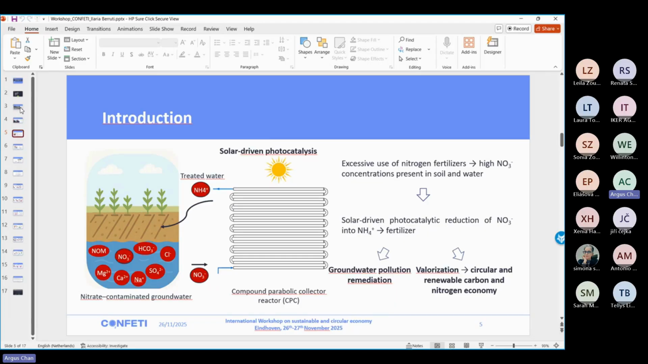Here we can see briefly that our work is based on taking nitrate-contaminated groundwater. It is widely recognized that the excessive use of fertilizer leads to high nitrate concentrations in both soil and water. So we would like to take this nitrate-contaminated groundwater and treat it by solar-driven photocatalysis to generate ammonium that could be used back as fertilizer for the soil. So on one side we have groundwater remediation, and on the other we have valorization from a circular point of view.